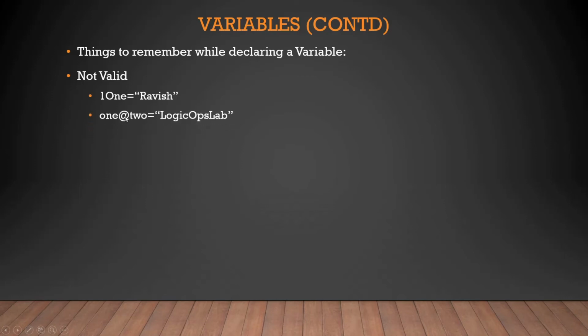The other one is you cannot use a special character like at the rate over here apart from underscore. So 1@2 is also not valid. Third one is 1-2. So 1 or 2 is fine, but you have used a hyphen over here, which is also not valid. These three things are fine and there is no space in between, but you cannot use these three ways to declare a variable. Now let's talk about the valid things.